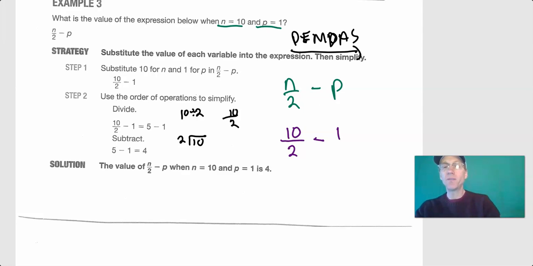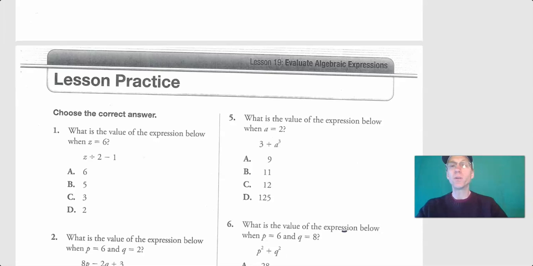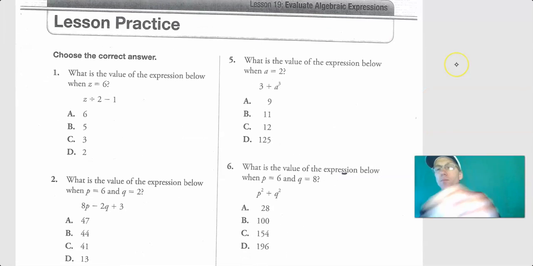So you've got 3 ways. So 10 divided by 2 is 5. 5 minus 1 equals 4. That's our final answer there. Okay? That's all we're doing. So here we go. Here's the actual practice part here. Okay? So we have, what is the value of the expression below when z equals 6?